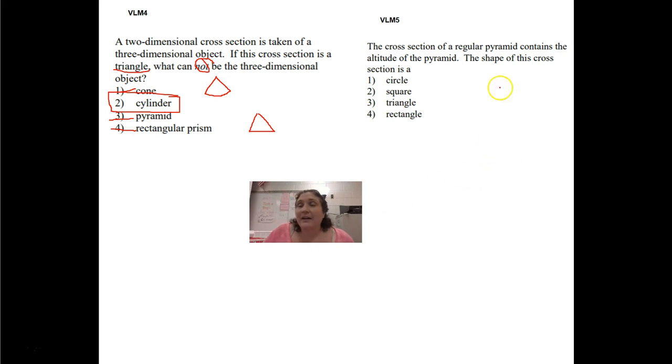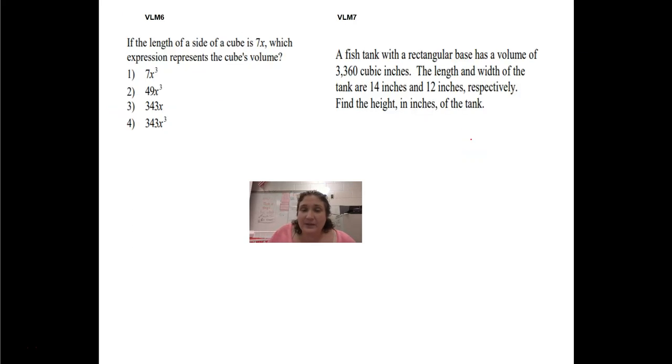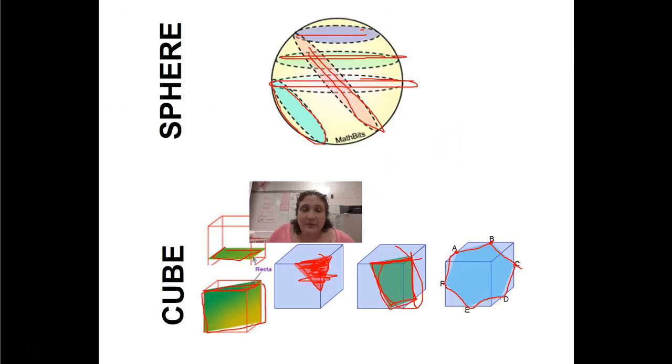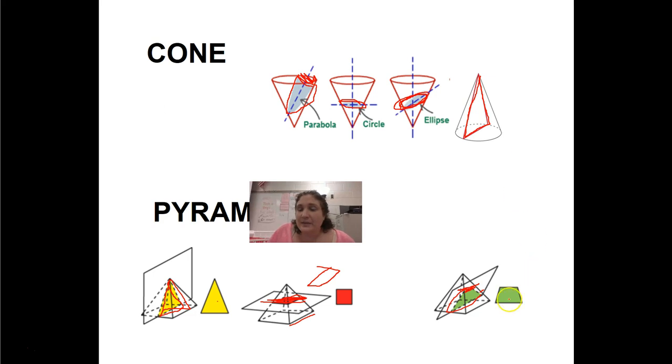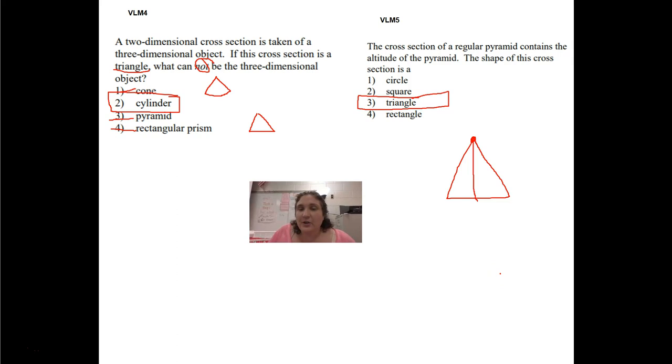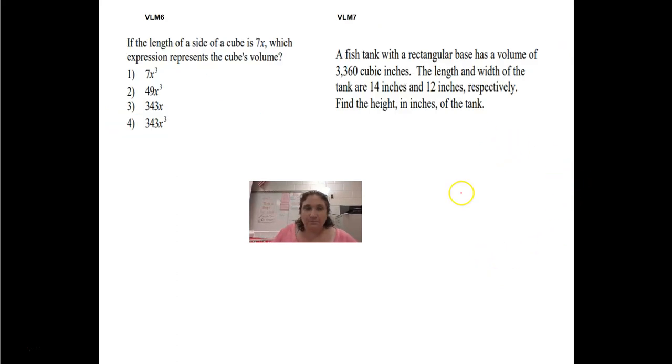Volume 5. A cross-section of a rectangular pyramid contains the altitude of the pyramid. All the altitude means is that it goes through the top point. The shape of this cross-section is a triangle because it goes through the point. If it didn't go through the point, remember that we showed you over here, then it would end up being this trapezoid. But because the cross-section goes through the point, it includes the altitude. That's why we know it's a triangle.